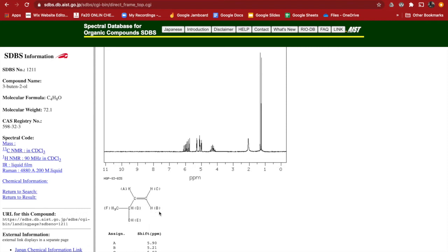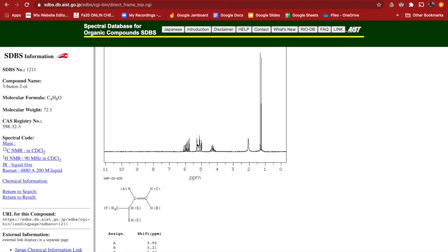So they've assigned it as signal B. So B is the second most downfield, 5.21. 5.21, it's in here, huh? Yeah, so let me make sure. What's C? Is it 5.07? There, it's overlapping actually. It looks like B and C are kind of overlapping. 5.21, 5.07. Maybe not. B is there, probably.